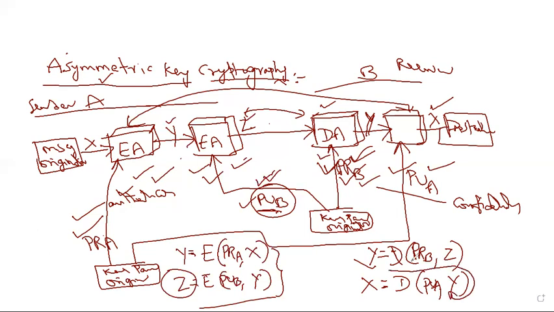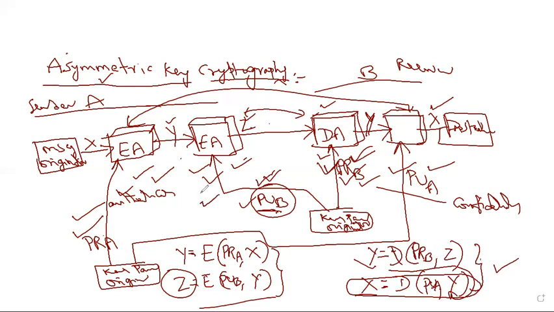Then we can also write this entire thing by replacing Y, because what is Y? D of PRB of Z. You can replace Y with D of PRB of Z. So like this, these are the messages finalized at the receiver side. But finally, you can restore X by using the last decryption operation. So this is public key cryptography.